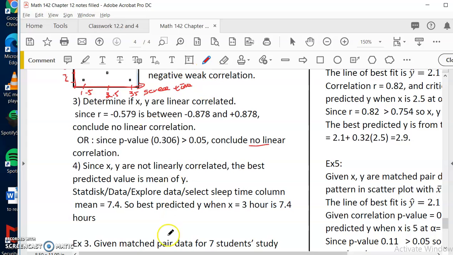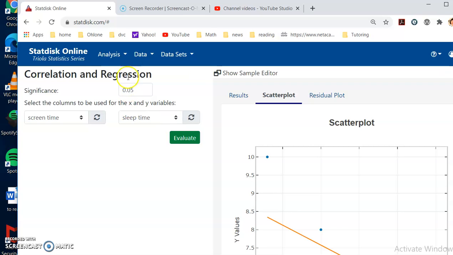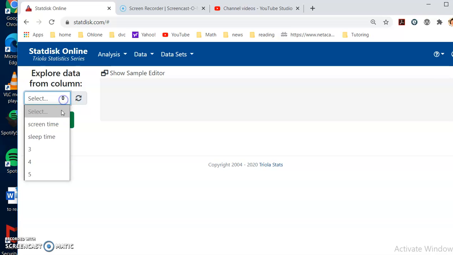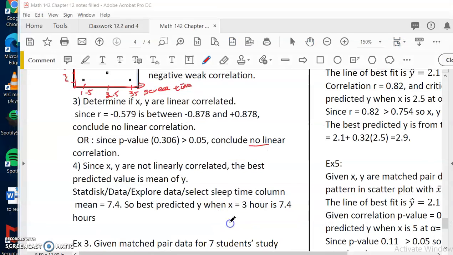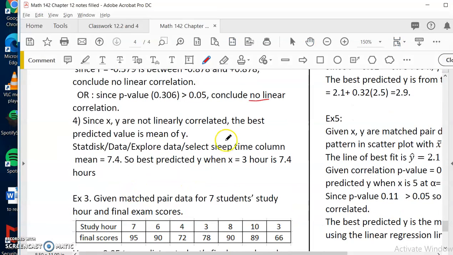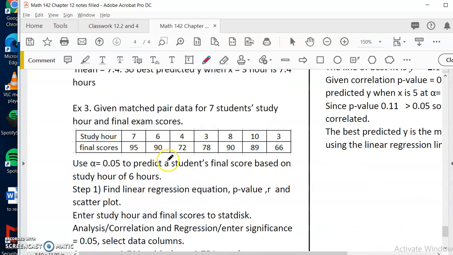So calculate the mean of Y. Go back to data, explore data. We just want to know sleep time because we want to predict sleep time. So just do Y, sleep time. The mean is 7.4, right? So you will say, well, the best prediction is 7.4. We don't use this linear equation, although we write it down. Okay. So then we have another example, which is study hours and final score. We will do it in the next video.